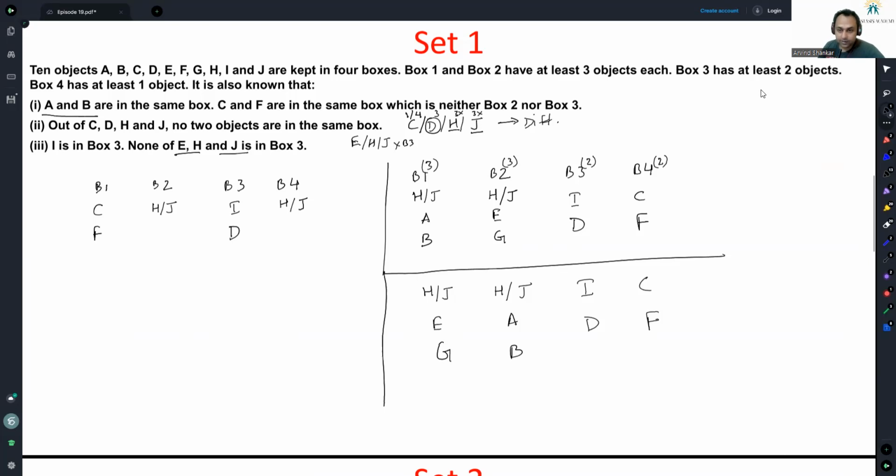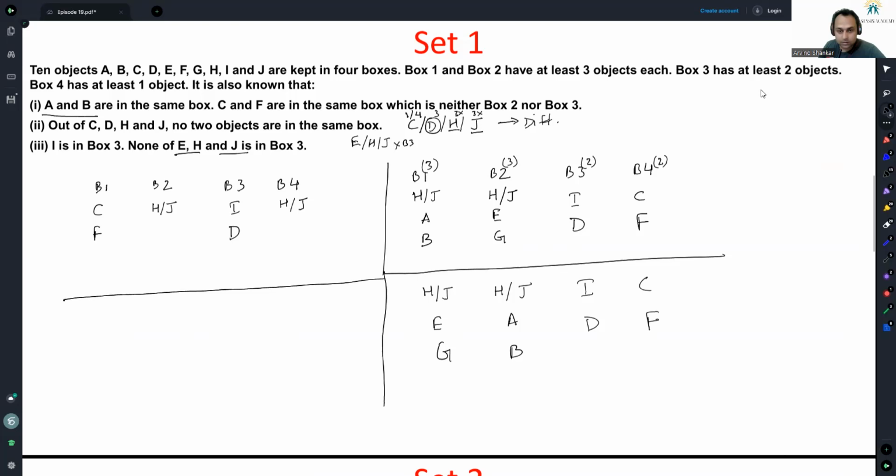For the right hand side, all the possible cases are listed. You get 2 cases from here, you get 2 cases from here. From here, I know that AB cannot come in box 3 because it can have maximum of 3 items. It cannot come in box 4 because it can have maximum of two items. So AB will either come in box 1 or come in box 2.